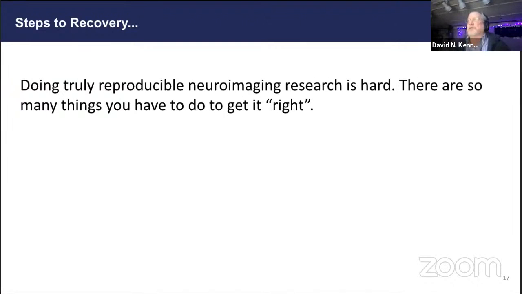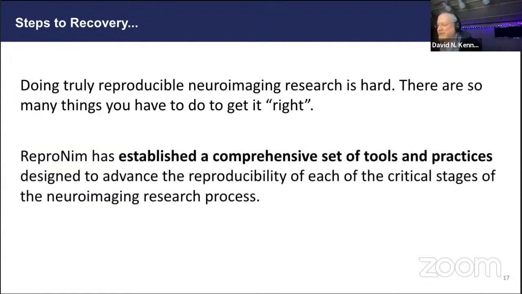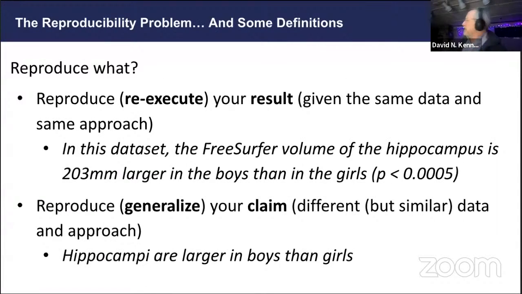So, steps to recovery. Doing truly reproducible neuroimaging research is hard. There are just so many things that you have to do to get it right. That's where ReproNim has been trying to focus a lot of our efforts, in terms of establishing a comprehensive set of tools and practices designed to advance the reproducibility of each of these critical stages of the neuroimaging research process.